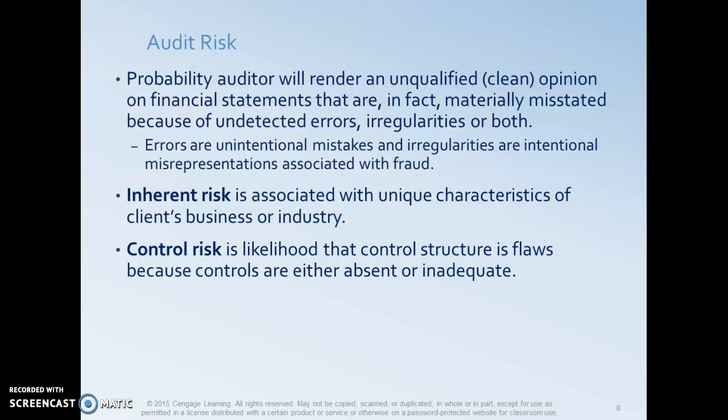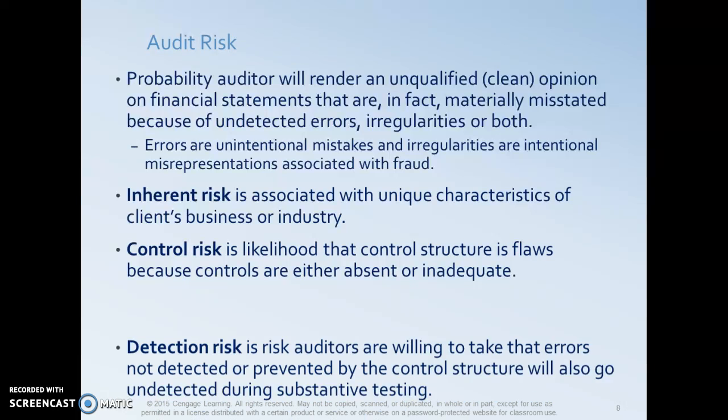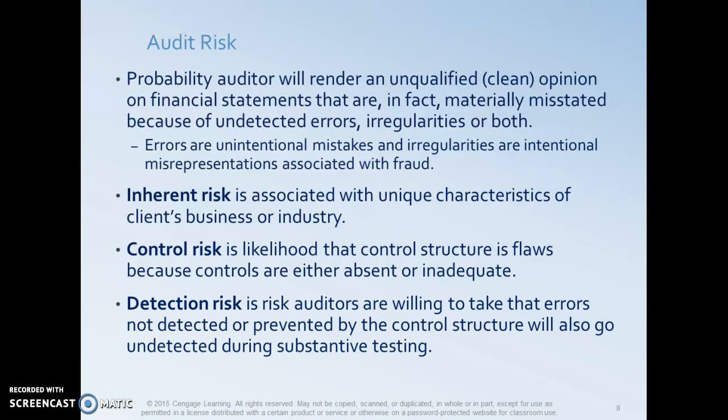Inherent risk is associated with the unique characteristics of the client's business or industry. Control risk is the likelihood that the control structure is flawed because controls are either absent or inadequate, which I've talked about in the test of controls. So we kind of talked about that earlier. And then there's detection risk.